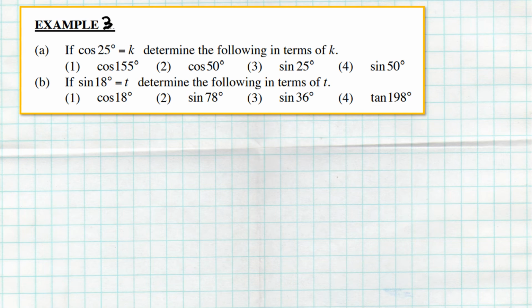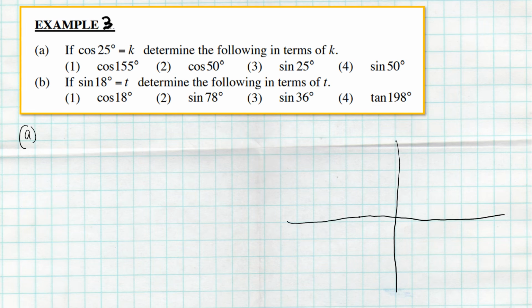And also double angle identities. Okay, so you're given in your A that if cos 25 degrees is equal to k, determine the following in terms of k. Number 1, cos 155 degrees; 2, cos 50 degrees; 3, sine 25 degrees; 4, sine 50 degrees. Okay, so also in this question, what you have to do firstly is to sketch your Cartesian plane, right?